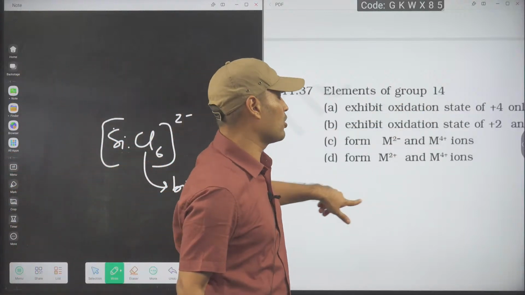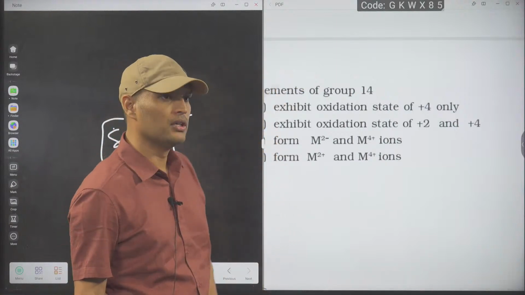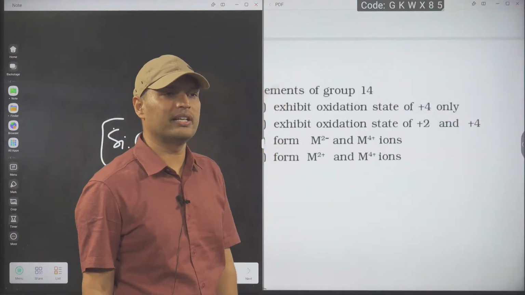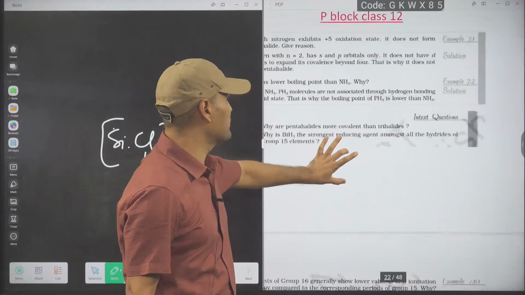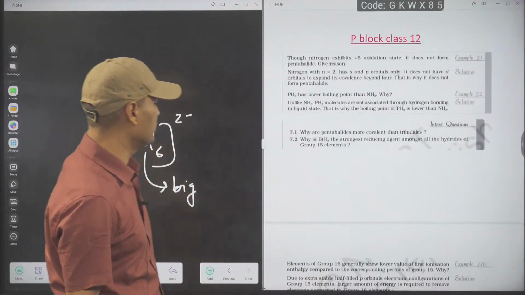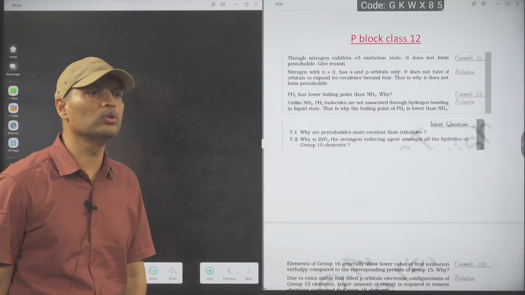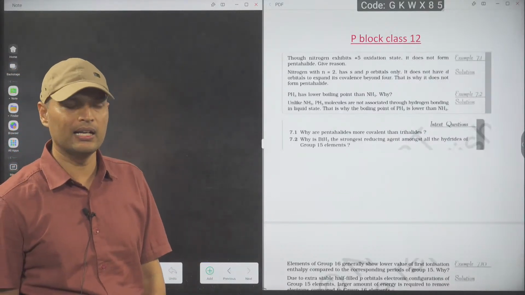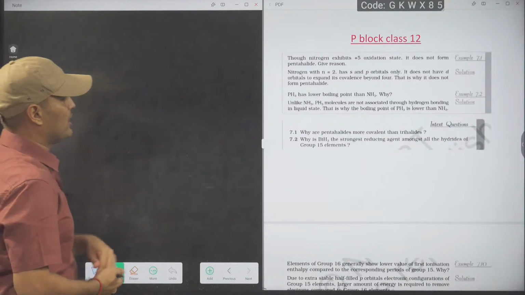Group 14, what oxidation states can be there? We have already said that for group 14 the oxidation states are +4 and +2. Okay. Now come to the nitrogen family.